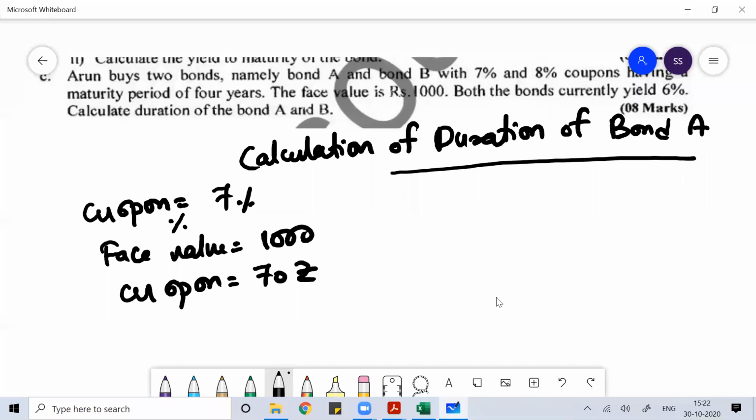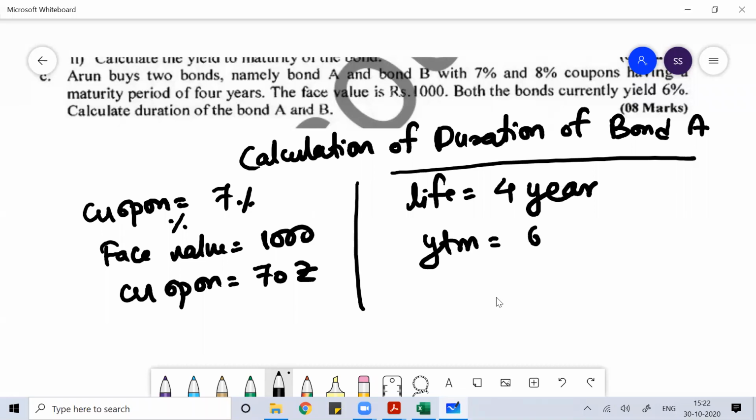Anyone doubt on this? Time is 4 years. The maturity is 4 years, so life is 4 years. And YTM is given to you as 6%. The coupon rate is more than the YTM, so automatically the price will be more than 1,000 rupees.